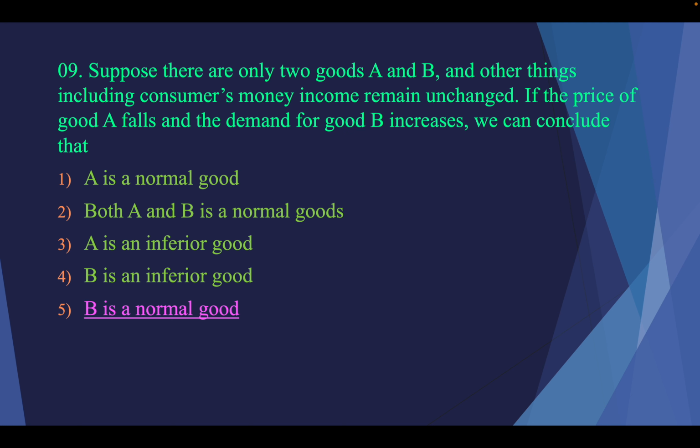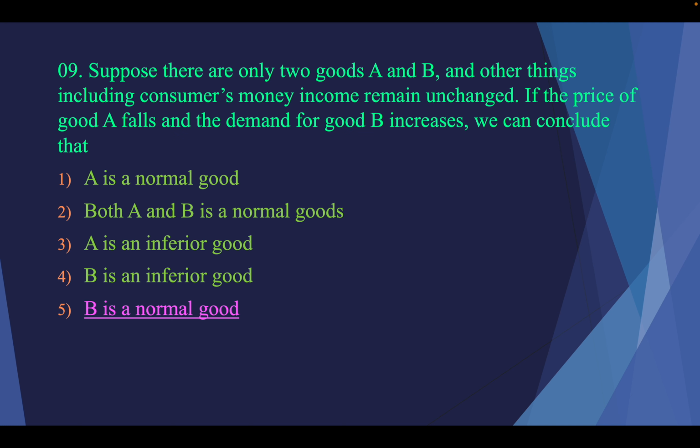Then essential good, you have to do the calculation. After the calculation, you get the coefficient as less than 1. That means inelastic. It is essential good. A luxury good, when you do the calculations and you get the answer as more than 1, that means greater than 1, elastic, that means it is luxury good. Okay, that is the summary of the elasticities.